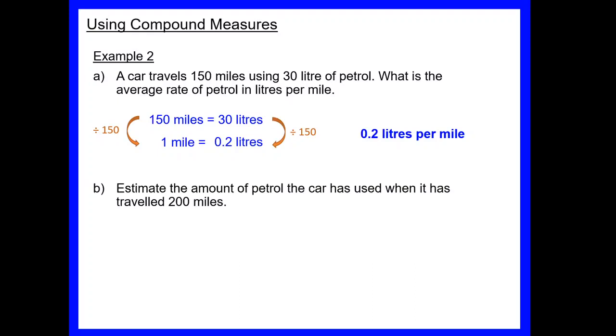So again, that told us we needed 0.2 litres, but our unit is in our compound unit of litres per mile, so 0.2 litres per mile. So that's why it's so important we write out our answers separately.